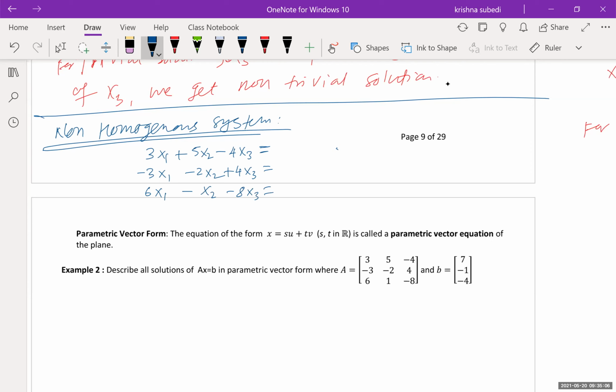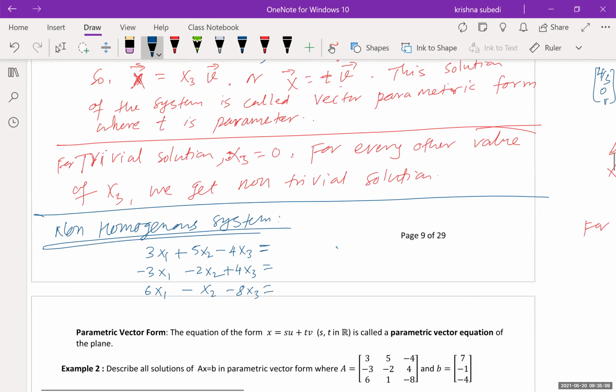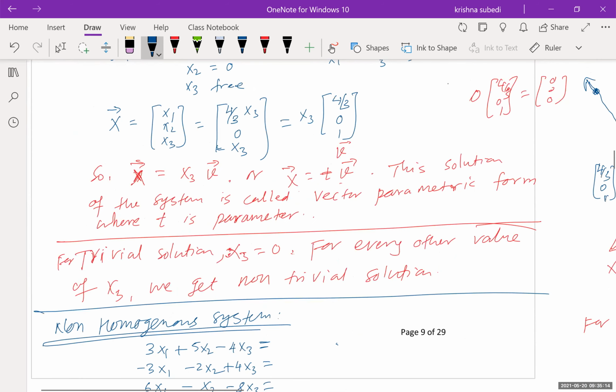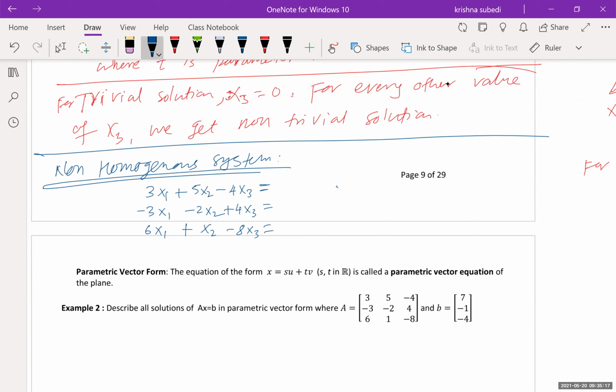Did I copy the right thing? Let me see. Yeah, I think so. Is this plus? Yeah. Okay, the right hand side was all 0 earlier for the homogeneous equation. Here, some of them are non-zero. Let's say this is 7, this is -1, let's say this is -4. Now this is a non-homogeneous system. And I want you to find the solution set in vector parametric form for this system.